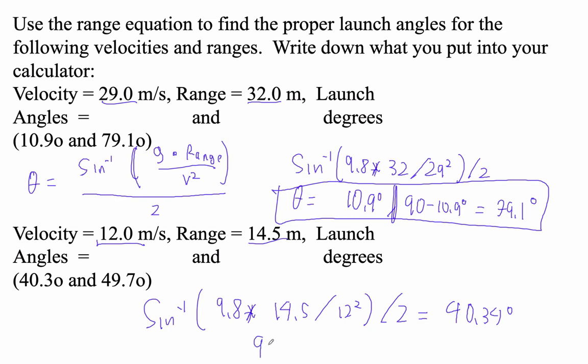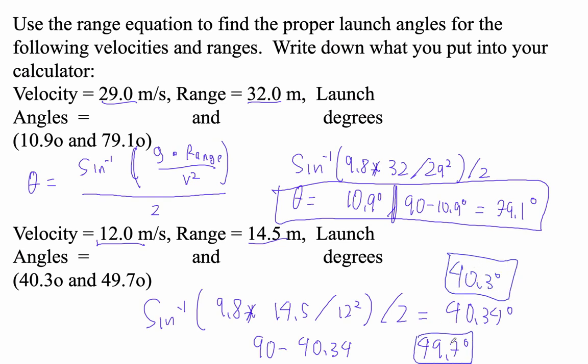Right? And then the other angle is 90 minus 40.34. So the complement always works as well. Okay, so 90 minus the answer that I just got is 49.65, 49.7 degrees, right? So the two angles are 40.3 degrees and 49.7. Happy hunting. I think these are pretty easy.